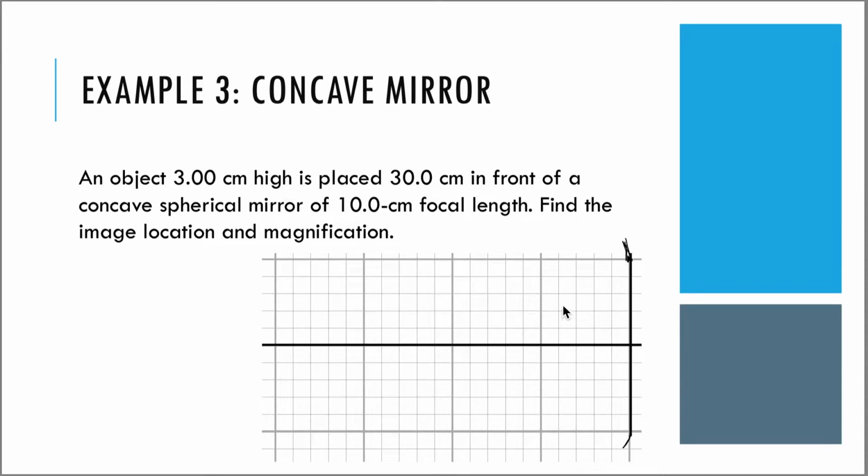We draw the mirror. The focal length is 10 centimeters, so I'm going to draw it right here. I'm going to have those 5 squares be 10 centimeters. That's going to be the focal point here. That means that the center of curvature is right here.